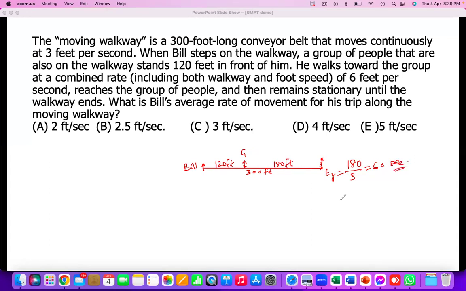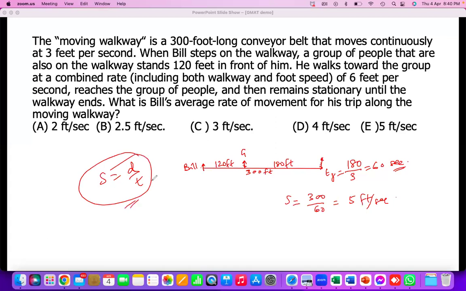What does it mean? It means Bill covered the 300 feet distance in how much time? 60 seconds. So Bill's speed is equal to 300 divided by 60. How much is that? 5 feet per second. Right? What is the formula used here? Speed is equal to distance upon time.